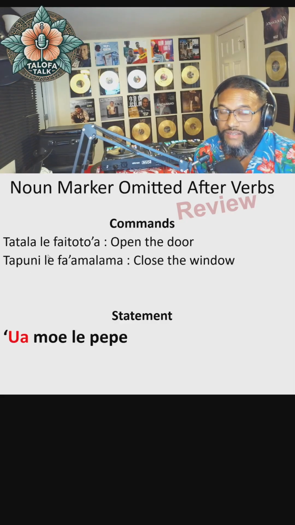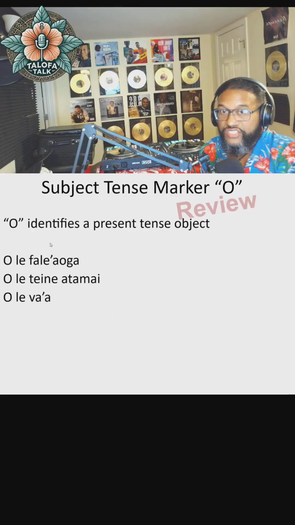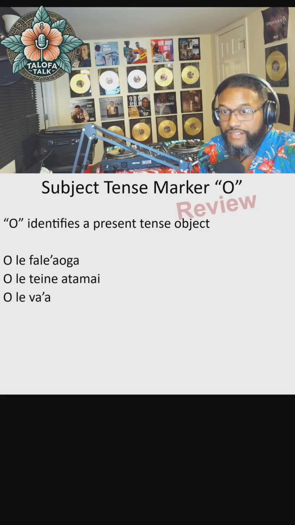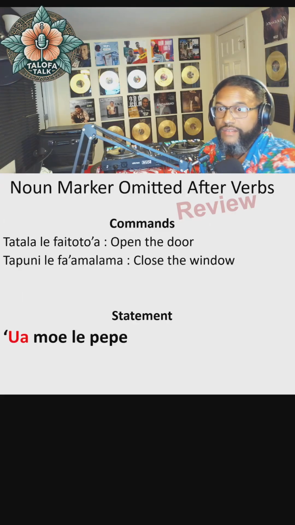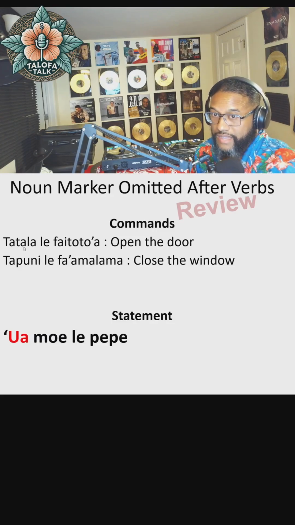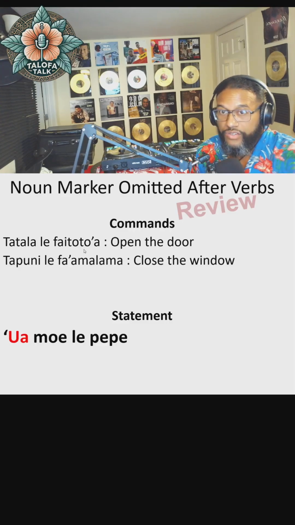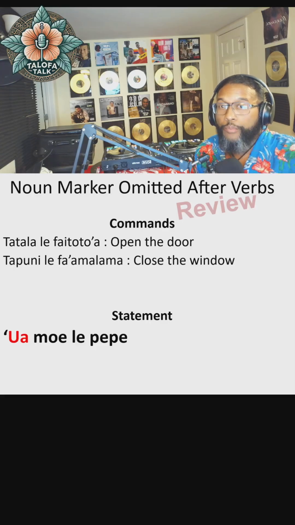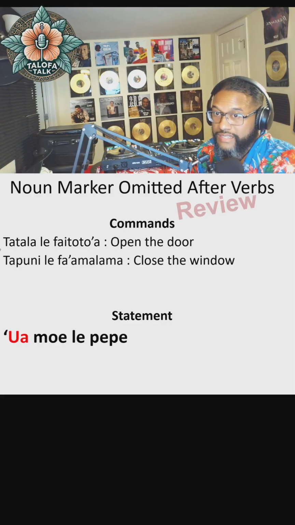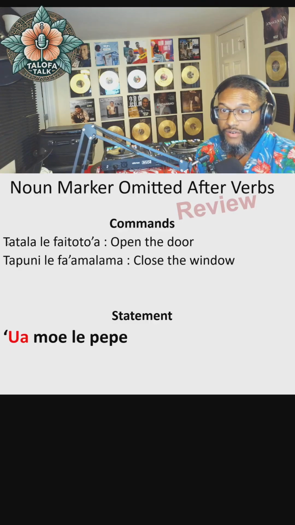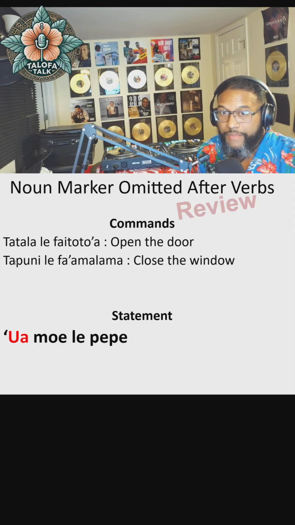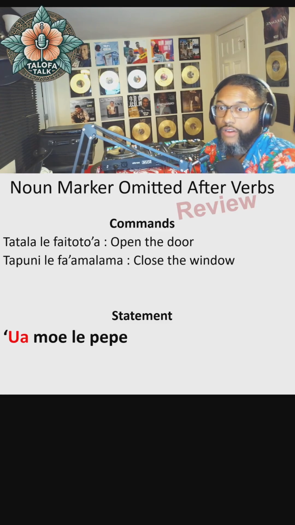So then what we did, this one right here is just a subject. Then we gave an action to the subject. In this case, if we just look at tatala, that's the action, right? Le faitotoa is the door. But now we're giving the action to the door. So we're saying open the door, and it's a command. So technically, in front of this, there's a tense marker. Same with this one, tapuni le fa'amalama. Close the window. Okay, so this already has a tense marker.